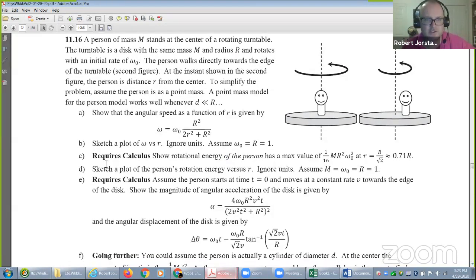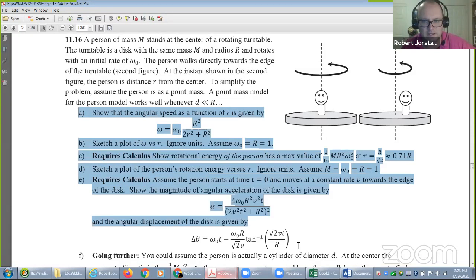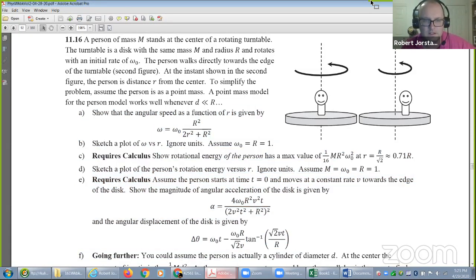So it looks like you should be able to do at least parts A through E. All right, that's straightforward. So let's go take a look. Okay, there we go. I have no idea what's going on. So let's take a look at 11.16 and see how you're doing. I know it seems a little crazy, but we've got to do some problems sometime. Why not now?